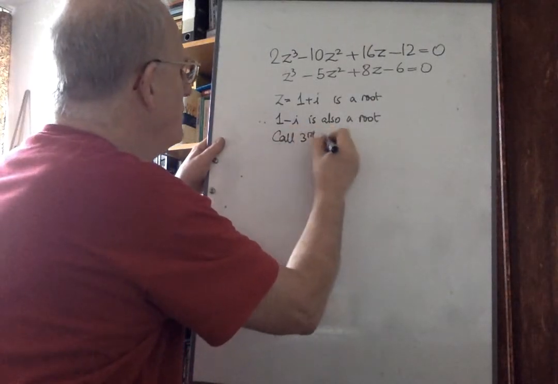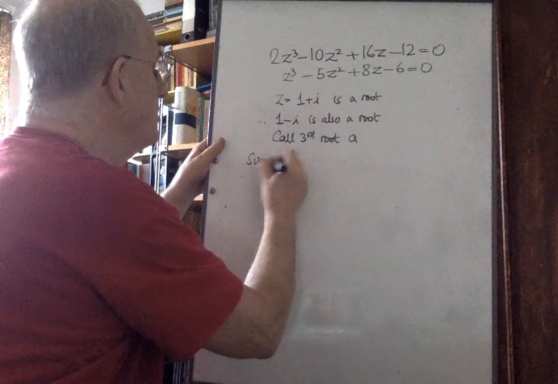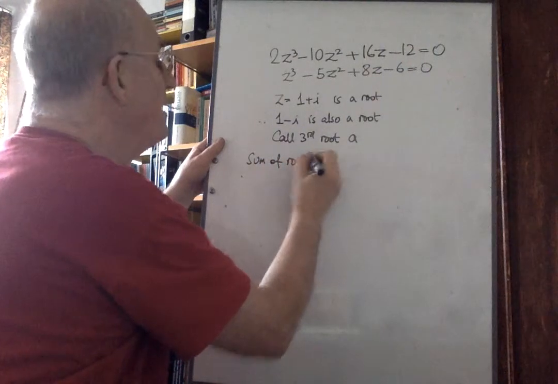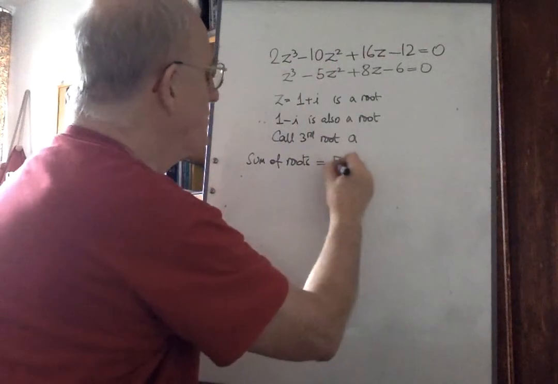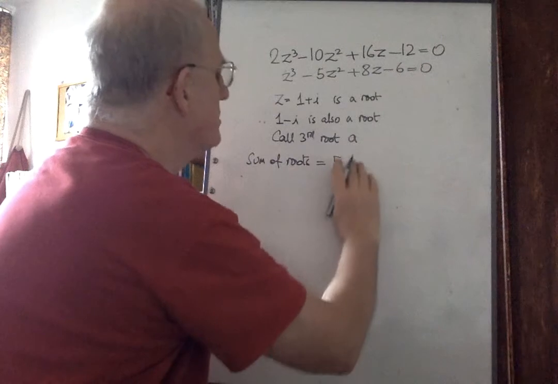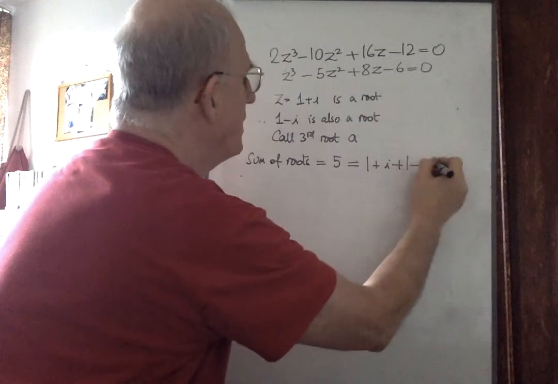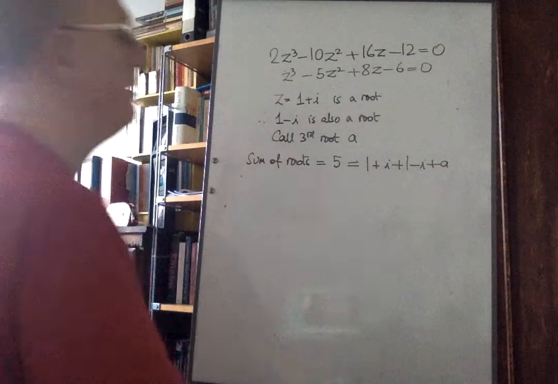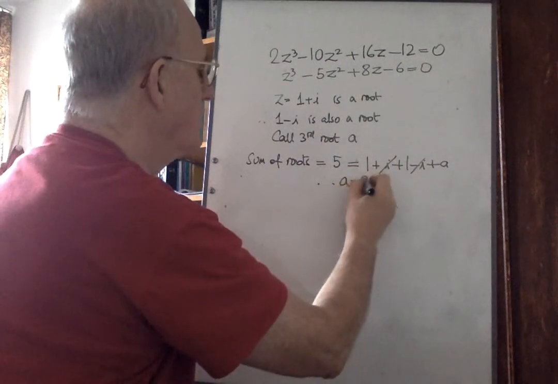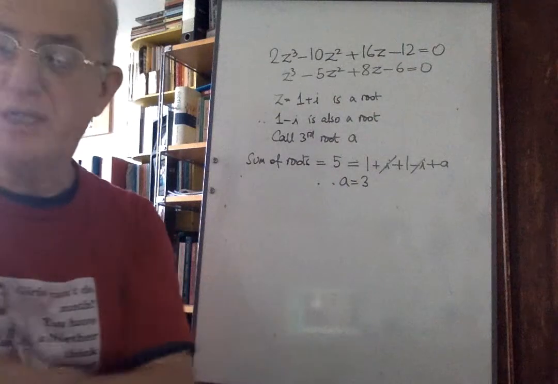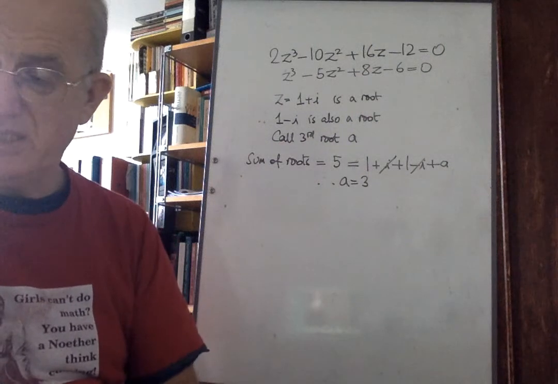Call the third root a. And now I will only need to do the sum of the roots. I don't even need to look at the product of the roots. The sum of the roots is 5 as before, and that is equal to 1 plus i plus 1 minus i plus a. The i's cancel out, therefore a equals 3, which is what we expected to get. Right, pause a minute. I'm going to do the third example, which is a quartic.